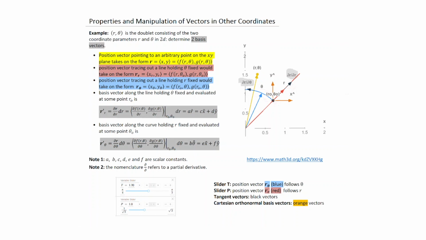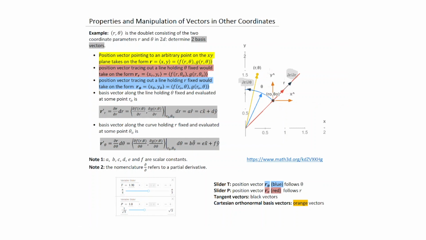All right, so the basis vector along the line holding theta fixed and evaluated at some point r naught, which is right at this location, would be dr by dr, evaluated at the point of interest, which is r subscript 0, theta subscript 0. This would be in the r direction, so it would be some scalar multiple of r hat. But you can also write that as some linear combination of the x hat and y hat vectors. So either this direction was r hat, or some combination of x and y would give you the same vector.